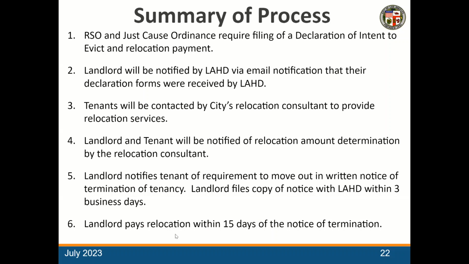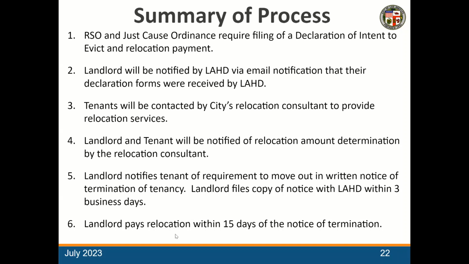So in summary, we did cover a lot of information, but it was intended to be broad and general about the process and the processing of the forms and where to find them. But there's a lot more detail out there. But today we covered the general process. So number one, that the RSO and the JCO, or the Just Cause Ordinance, requires the filing of the Declaration of Intent to evict and requires relocation payment. Number two, that the landlord will be notified by LAHD via an email notification that the declaration forms were received by LAHD.